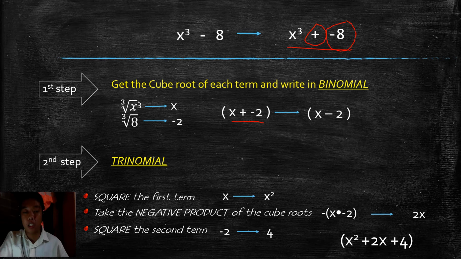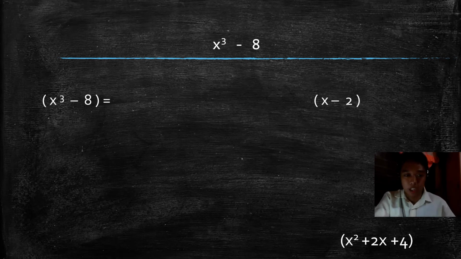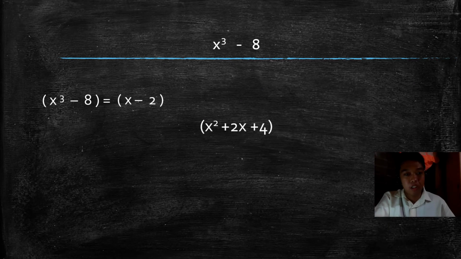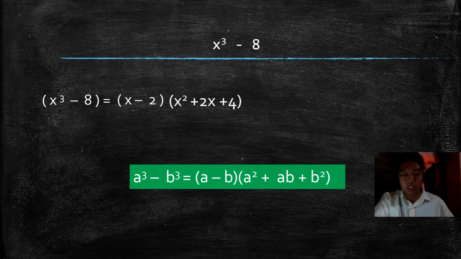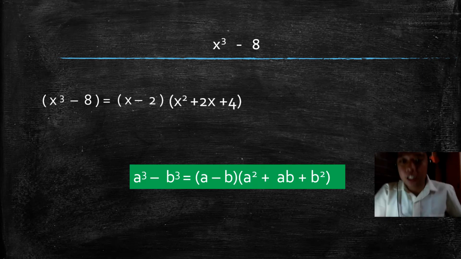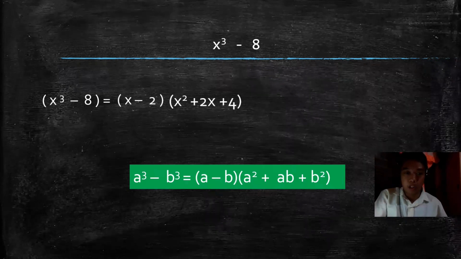So, kung mapapansin nyo, sa dalawang step, meron na tayong binomial at meron na din tayong trinomial. So, ipagsasama sila. So, we can say that the factor of x cubed minus 8 is equal to x minus 2 times x squared plus 2x plus 4. So, yan na yung factor. Okay. So, kung mapapansin nyo, it follows the format of difference of two cubes. Okay, so I hope na naintindihan nyo yung pagkuha natin ng factor ng difference of two cubes.